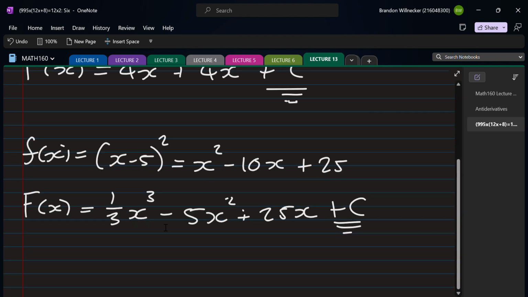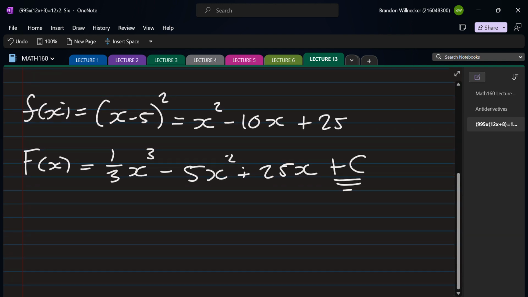Okay, so again, you just go through it term by term, and you do your power rule. So you add 1 to the exponent, divide. For minus 10x, you add 1 to the exponent and divide. For 25, there's no exponent, but we know from last time that it should be 25x, because if we take the derivative of 25x, we get back to 25. So we know that's right.